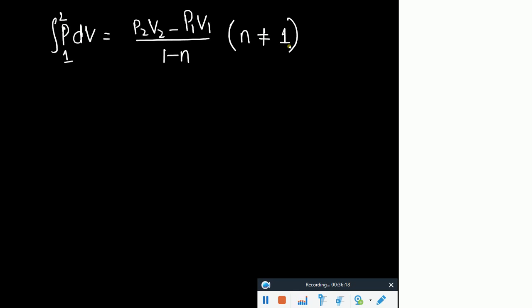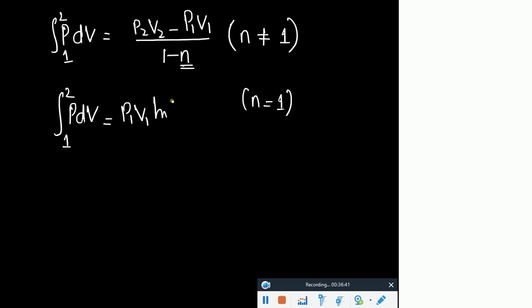So the work is P2 V2 minus P1 V1 over 1 minus n, and that n is the exponent of the volume, right? Now if the exponent n is equal to 1, in that case the integral of PdV would be equal to P1 V1 natural log of V2 over V1. I hope you can do this integration. It's a simple thing.